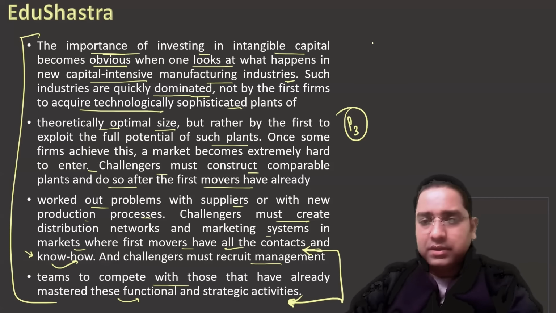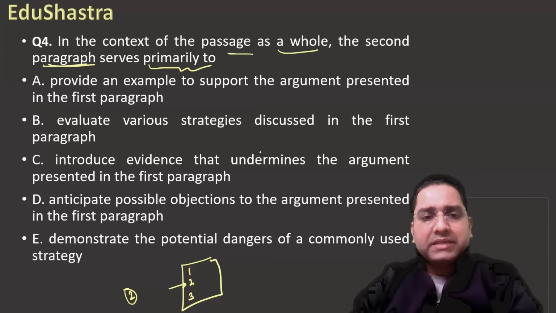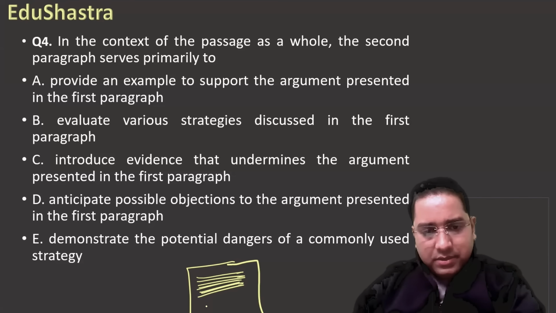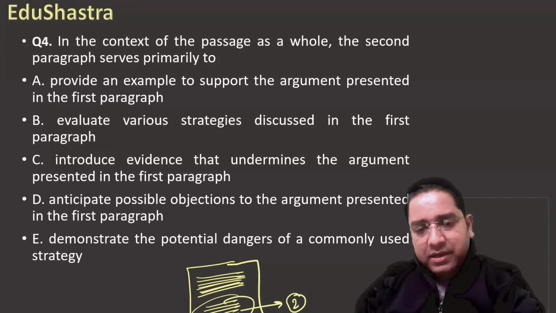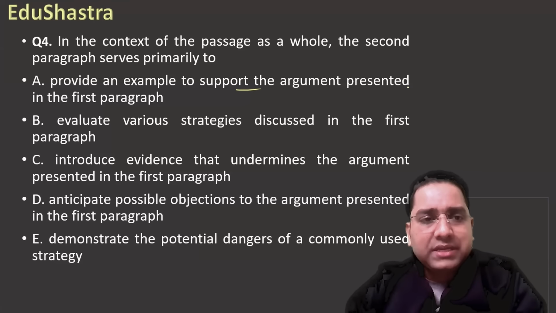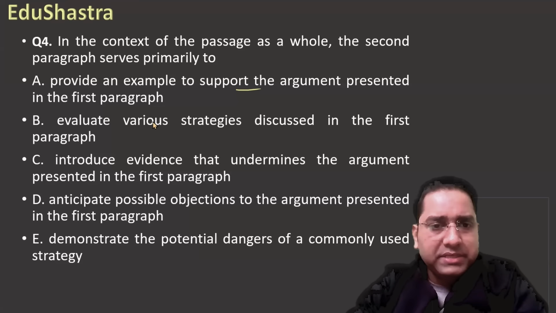Okay. Can you answer? Let us see the questions first, options first. In the context of the passage, that means on one side there is the entire passage, so you have to figure out what is the role being played by the second paragraph in the context of the entire passage. Okay. It provides an example to support the argument presented in the first paragraph. You find it? Let's have a look at the passage paragraph.